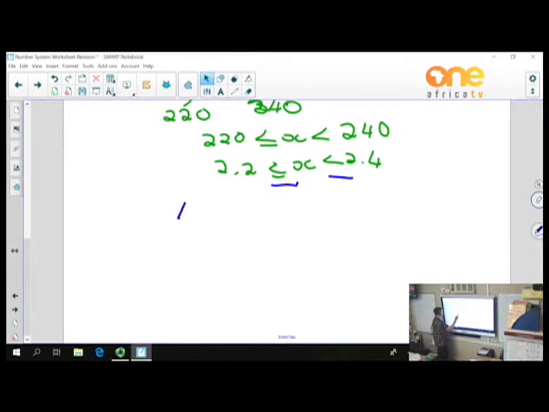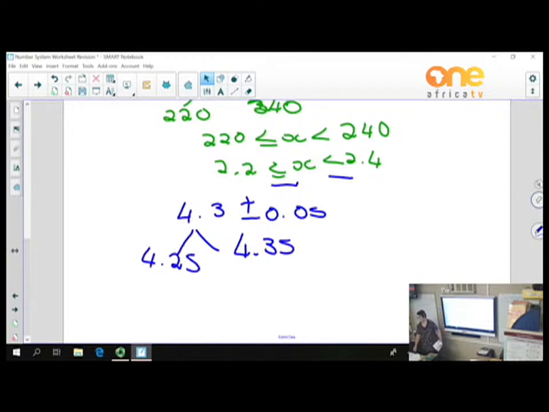Now if I have 4.3 to 1 decimal place, what is half of 1 decimal place? It's plus or minus 0.05. Can you see? So now the upper and the lower becomes 4.35 and 4.25. I add and subtract that maximum error that you make. I add and subtract that every time. Right. Let's look at the following one.